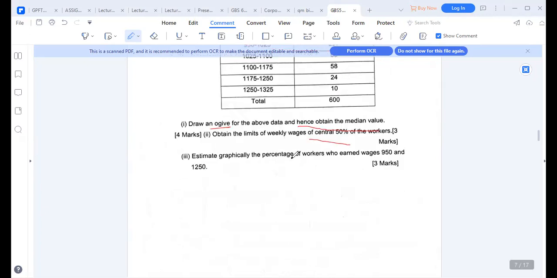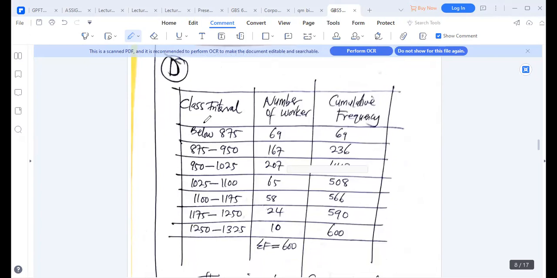Under this one, we have the class, the number of workers, and the cumulative frequency. We are simply adding: this one plus that, we get this; this plus that, we get this, as we are accumulating the frequency. So under cumulative, this is the sum of frequency, the sum of f.